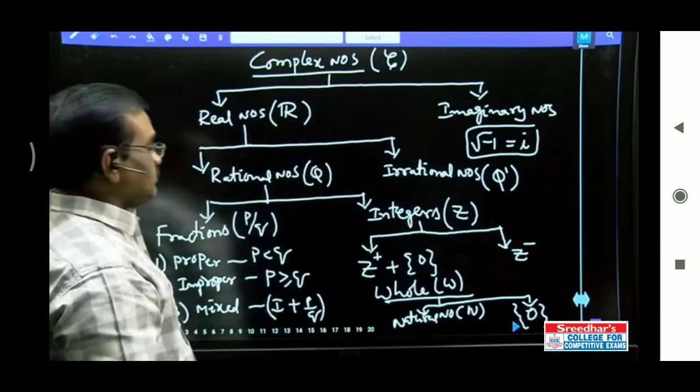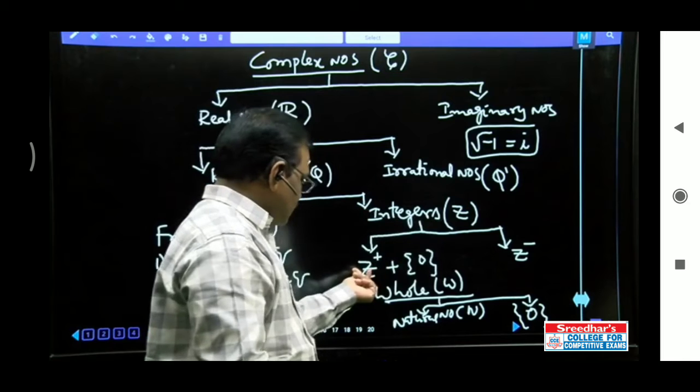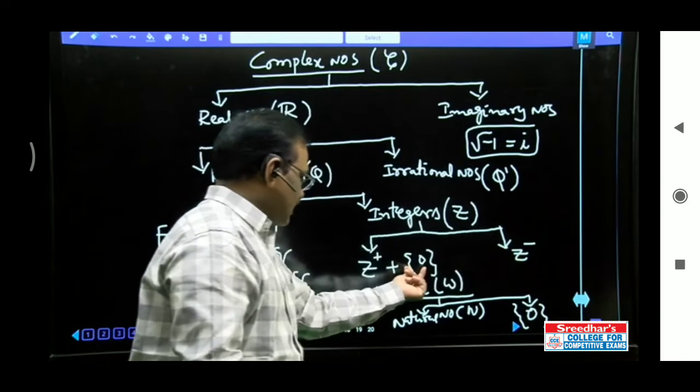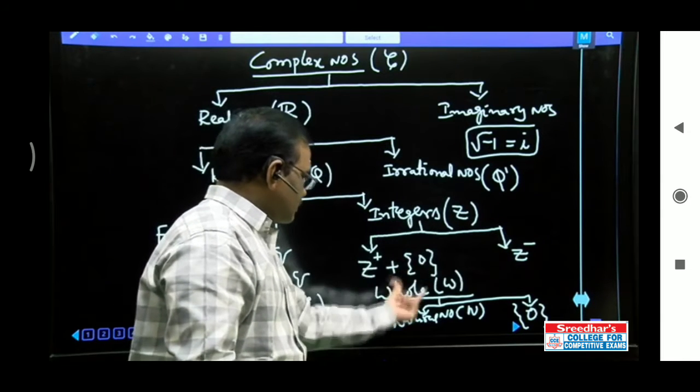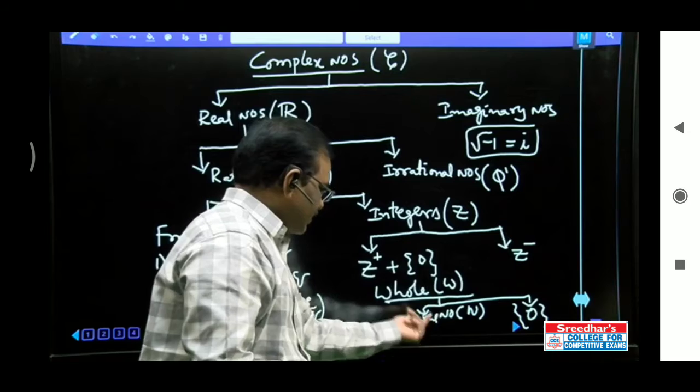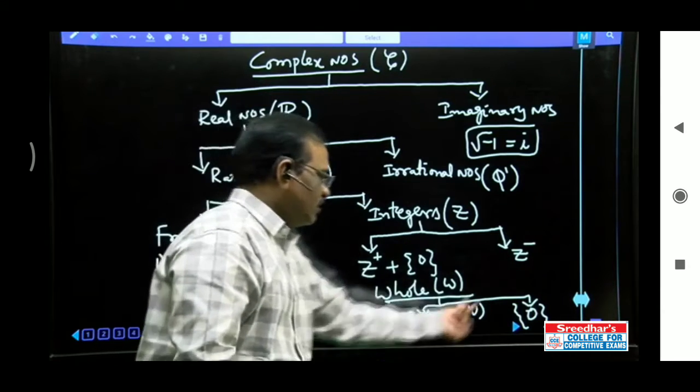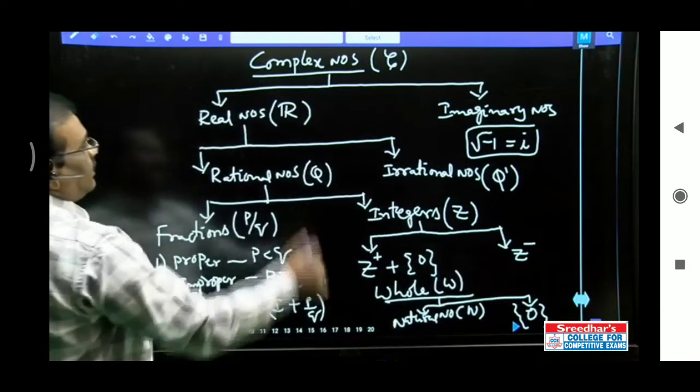Integers: positive integers, negative integers, singleton 0. Positive integers and singleton 0 together are whole numbers. Whole numbers W are further divided into natural numbers, 1 to infinity, plus 0. Yes, this is the classification. Okay, very good.